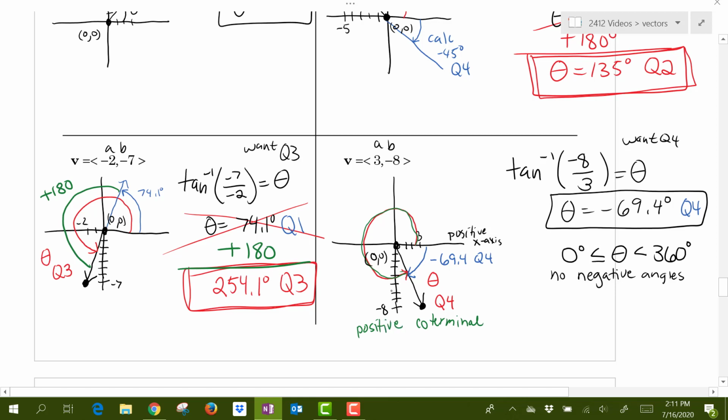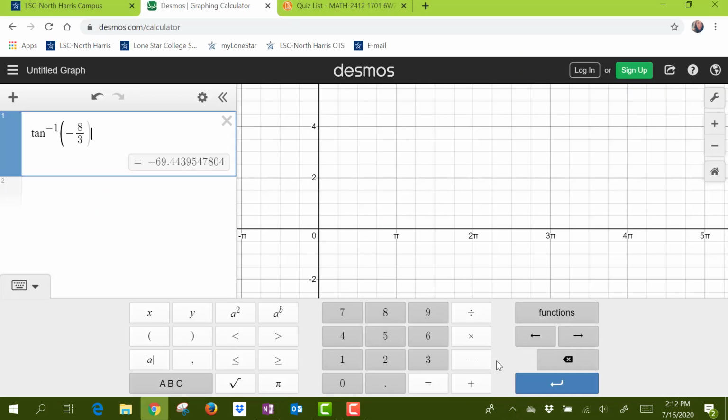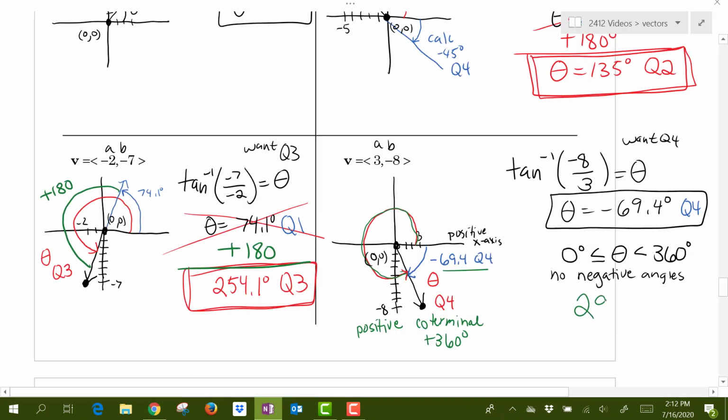So how would I find a positive coterminal angle? Well, I could add 360 to the angle that my calculator gave me. So let's do that in Desmos. So that would be 290.6 degrees. So both of these angles are from quadrant 4. This would be acceptable if there were no restrictions and no interval given to you.